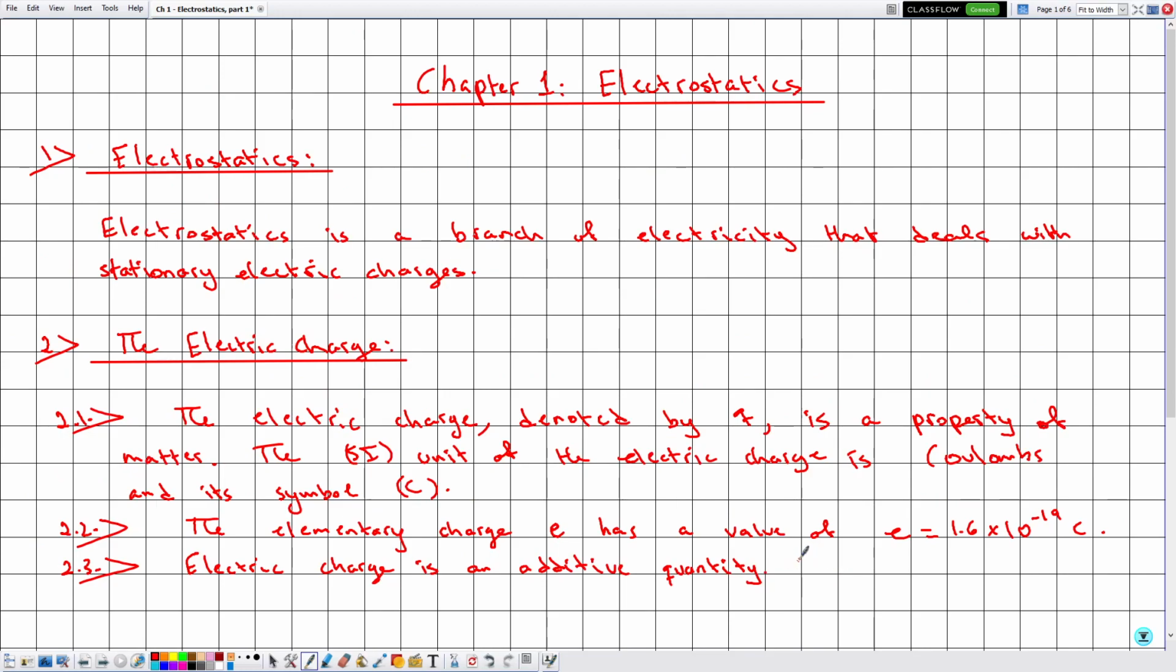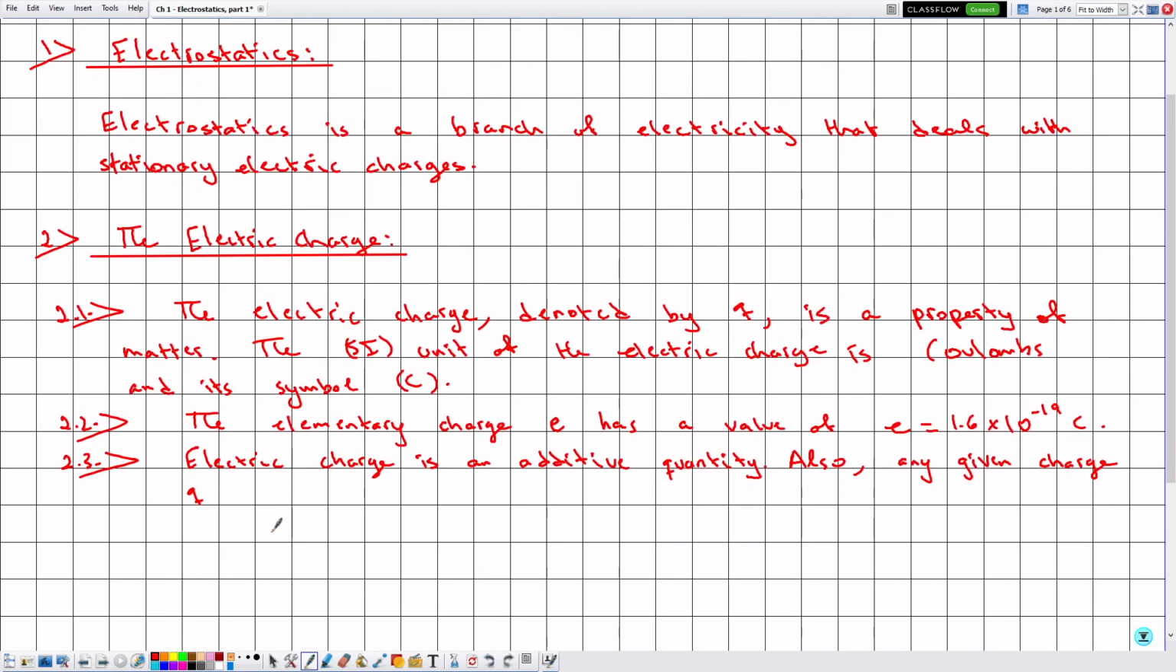So it's always good to distinguish whether the quantity is additive or not. And let me also say that any given charge q, so let q be the charge of any material, can be written as a multiple of the elementary charge. So here I'm saying that q can be written as a multiple of the elementary charge.